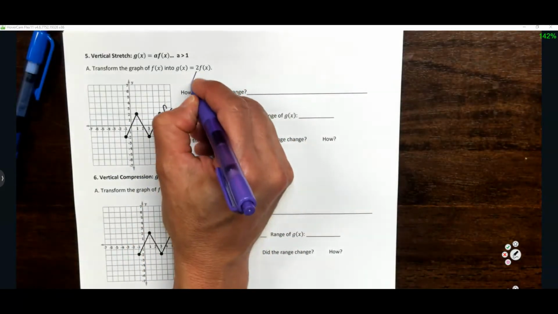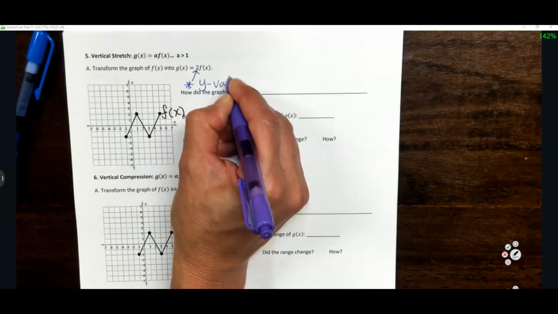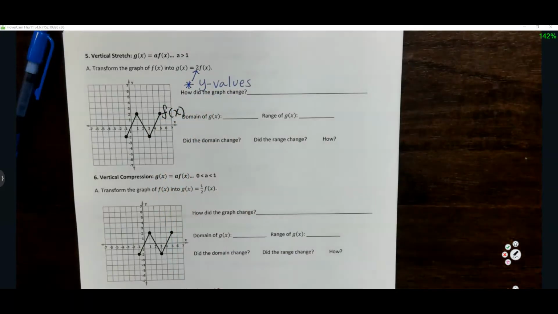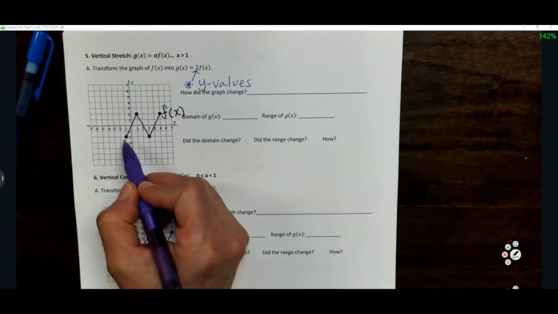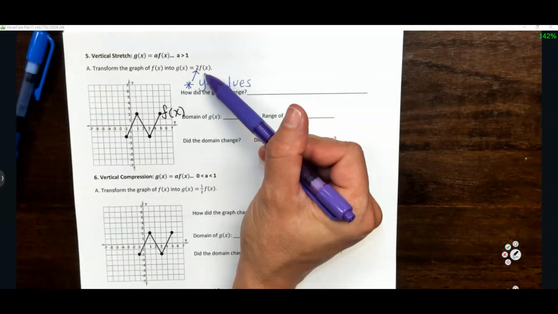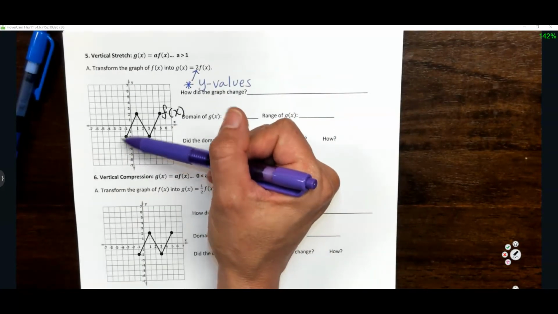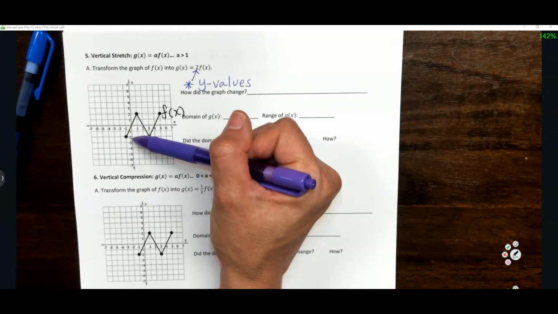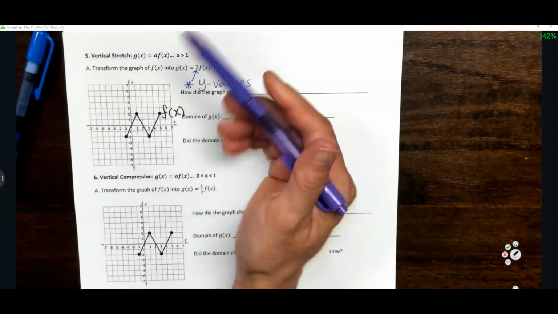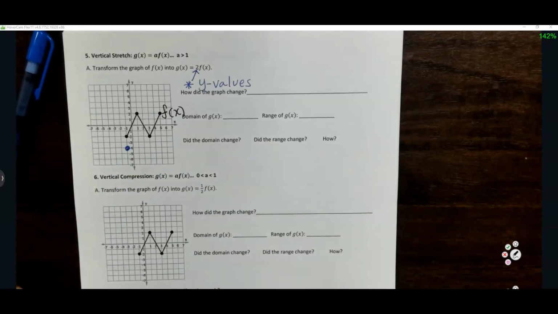If you notice that 2 right there, we're just going to multiply the y values by 2. And that's it. We're going to leave the x values alone. So this ordered pair right here, that's at (-1, -2). We're just basically multiplying the y values by 2. We're doubling them. So the -1 stays the same, but that -2 times 2 is -4. So the first dot on g of x is going to be at the -4.